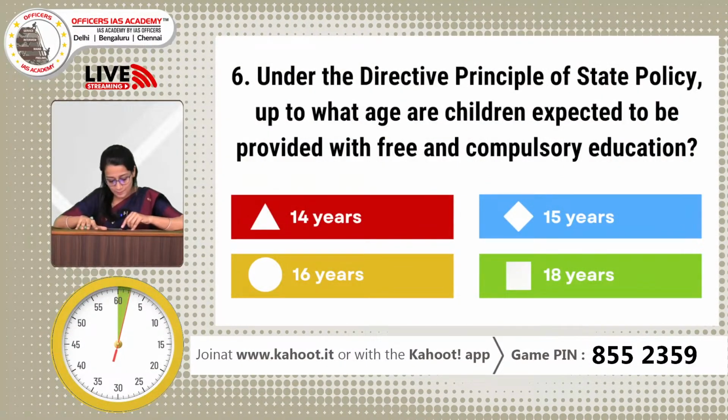Under the directive principle of state policy, up to what age are children expected to be provided with free and compulsory education? So under the DPSP, what is the age limit which is set where children are to be provided with free and compulsory education? Here are your options: A 14 years, B 15 years, C 16 years and D 18 years. Very close options. You now have 30 seconds to finally decide on your answer.